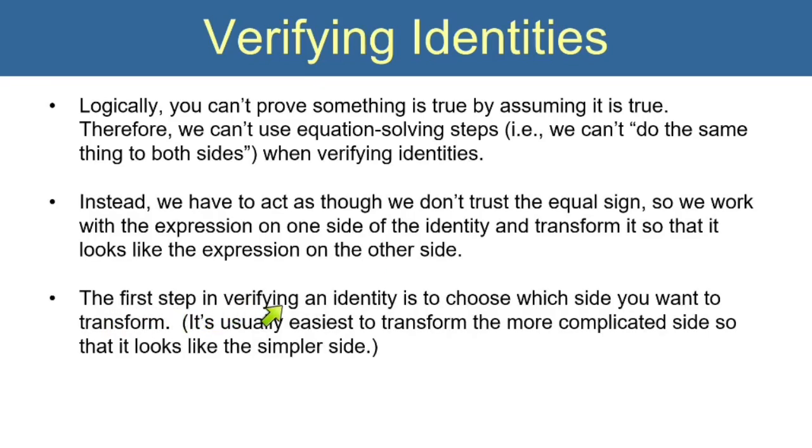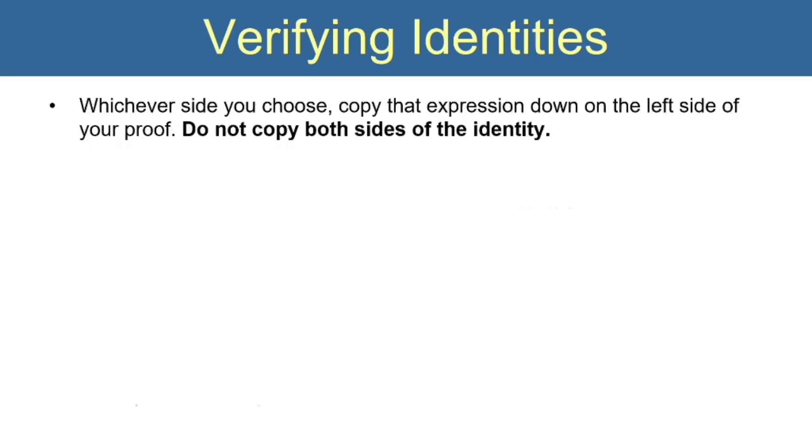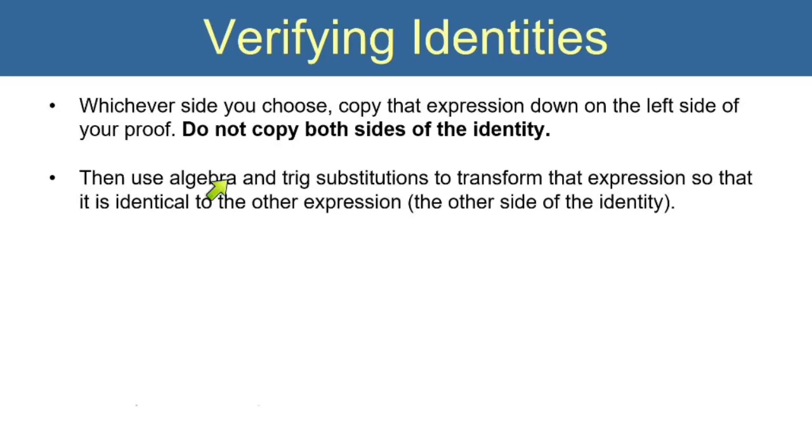So, the first step in verifying an identity is to choose which side you want to transform. And it's usually easiest to transform the more complicated side so that it looks like the simpler side. So usually the more complicated side is the one we'll choose. Whichever side you choose to work with, copy that expression down on the left side of your proof and do not copy both sides of the identity. Only copy down the side that you're going to be working with. Then you'll use algebra and trig substitutions to transform that expression so that it's identical to the other expression on the other side of the identity.